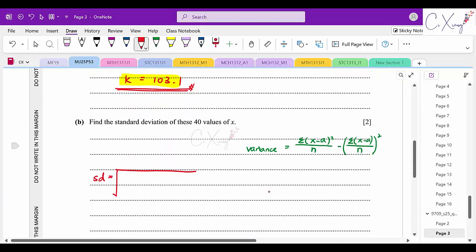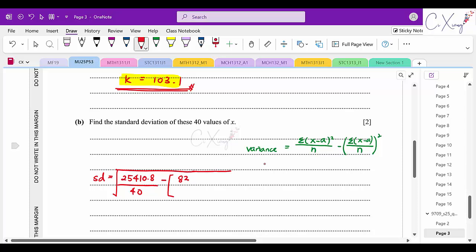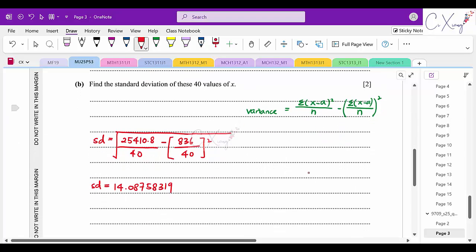25410.8. So we have 25410.8 divided by n, which is 40, minus the summation of x minus a again, or the summation of x minus k, which is 836, divided by 40, then you square it. Then you take the square root of the whole thing. Press your calculator, and by right you should get a very long answer, which is 14.08758319. Of course, we cannot keep our answer like this. Therefore, you have to keep your answer correct to 3 significant figures, which should be 14.1.